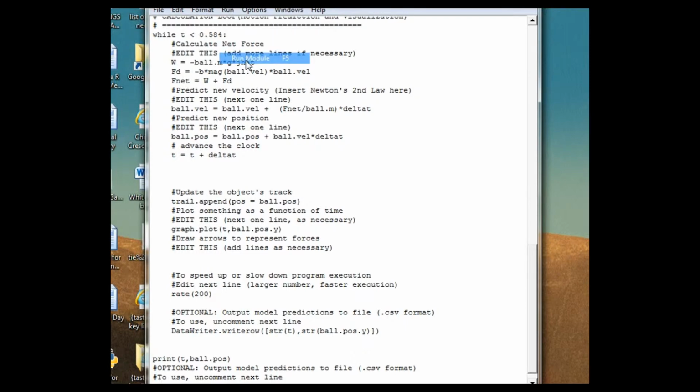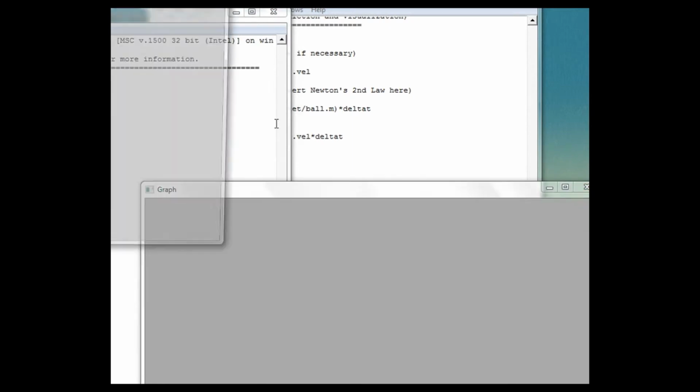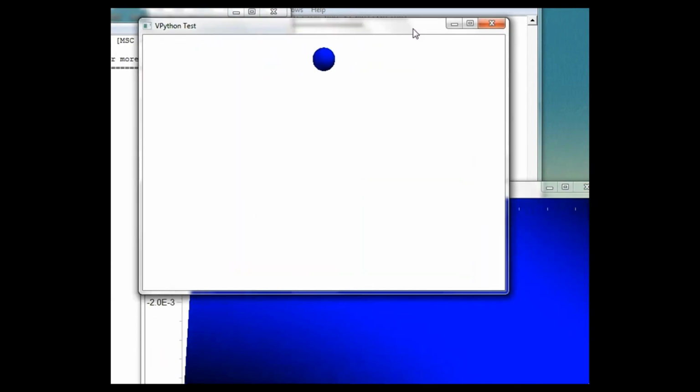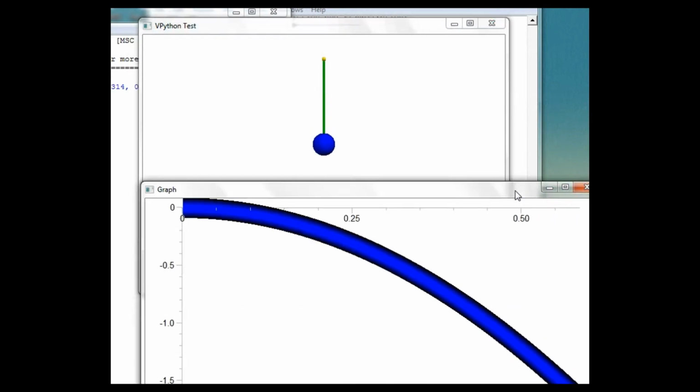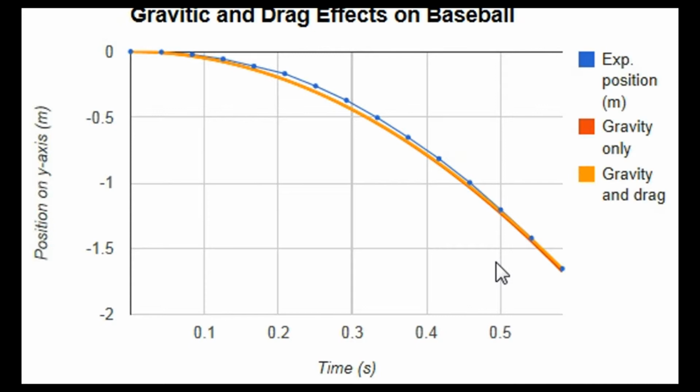And if we run the module, we end up with this ball falling, and it's pretty similar to the other one. So here's my final graph incorporating the experimental position, the gravity theoretical position, and the gravity and drag theoretical position. As you can see, the two theoretical lines are nearly on top of each other.